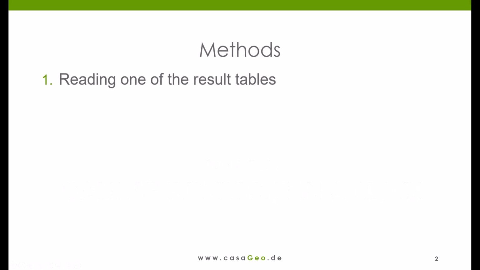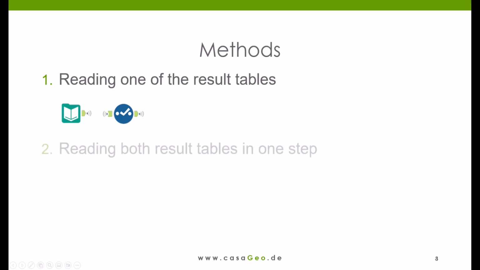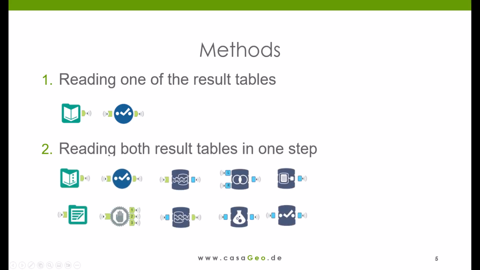I use the first method to read in only one of the two result tables, either the catchment area or the table with the nodes. This method is very lean, as I only need the input data and the select tool for it. With the second method I show a possibility to read in both result tables in one step. The workflow is more complex, because we need all these tools. But I will show you a way to use the InDB tools for this.